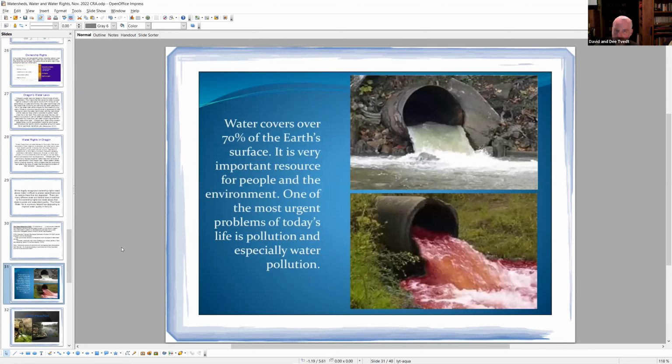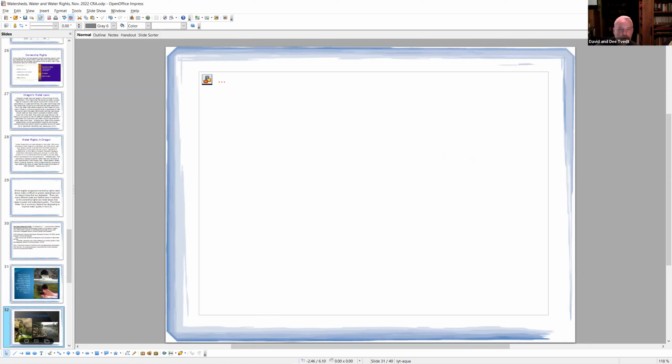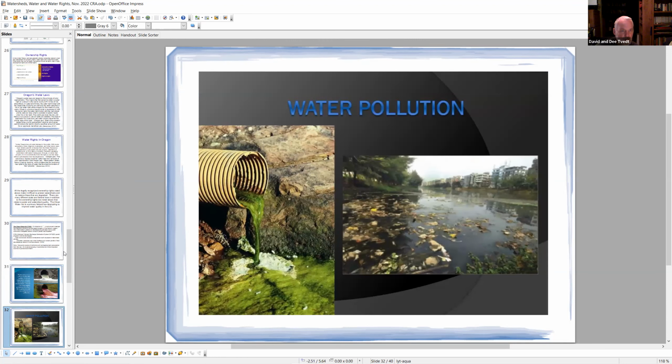And water covers over 70% of the Earth's surface. It is a very important resource for people and the environment. One of the most urgent problems of today's life is pollution, especially water pollution. And some more pretty water here.